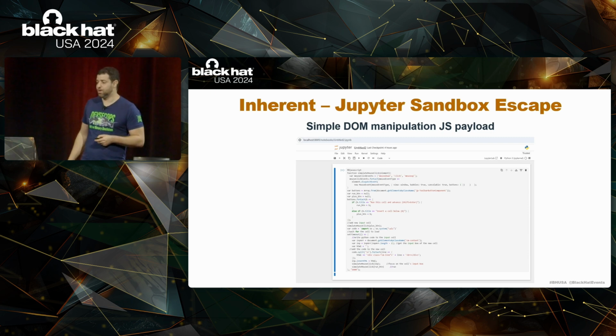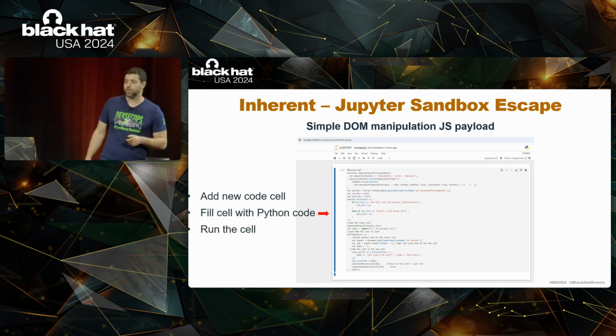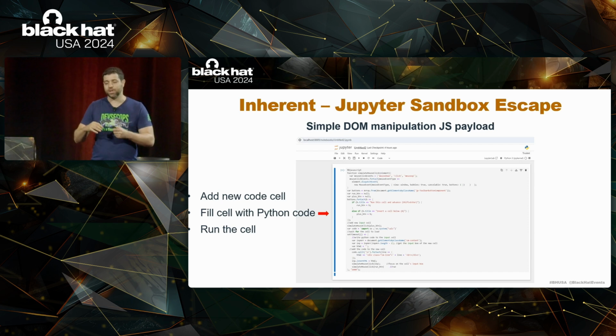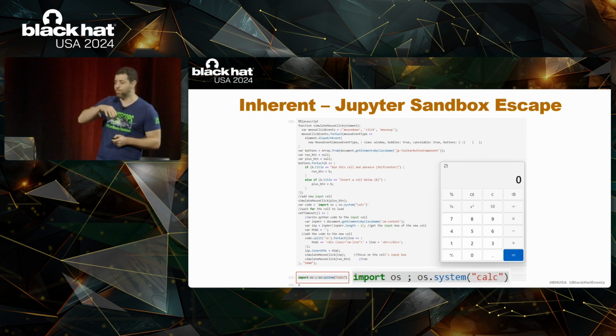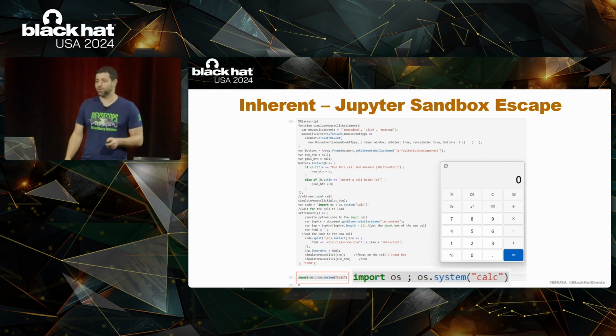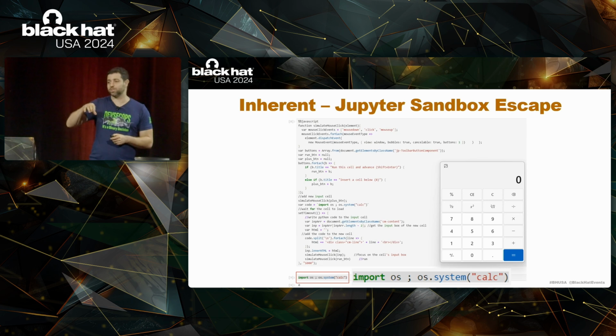Because Jupyter is a web application that in the end allows you to run unsandboxed Python code, if you control the web application, then you can run whatever Python code you want. This is an example JavaScript payload that we wrote. When you run it, it manipulates the DOM to add a new code cell, fill it with Python code, and run that code. So you run the JavaScript, and then you get a new code cell at the bottom, and you can see we run calculator because we love running calculator. So this JavaScript code can actually cause Python code execution.